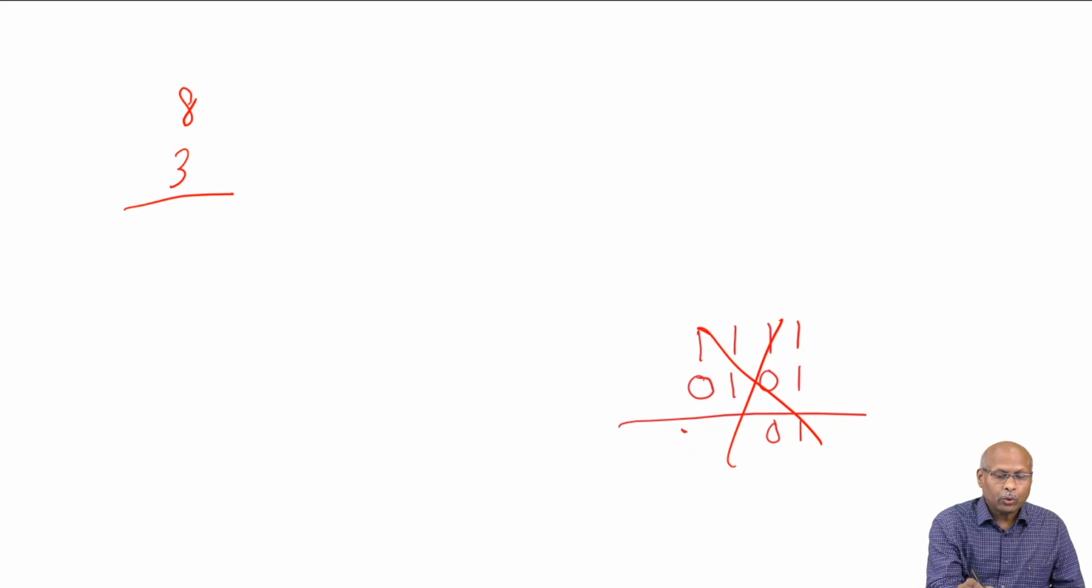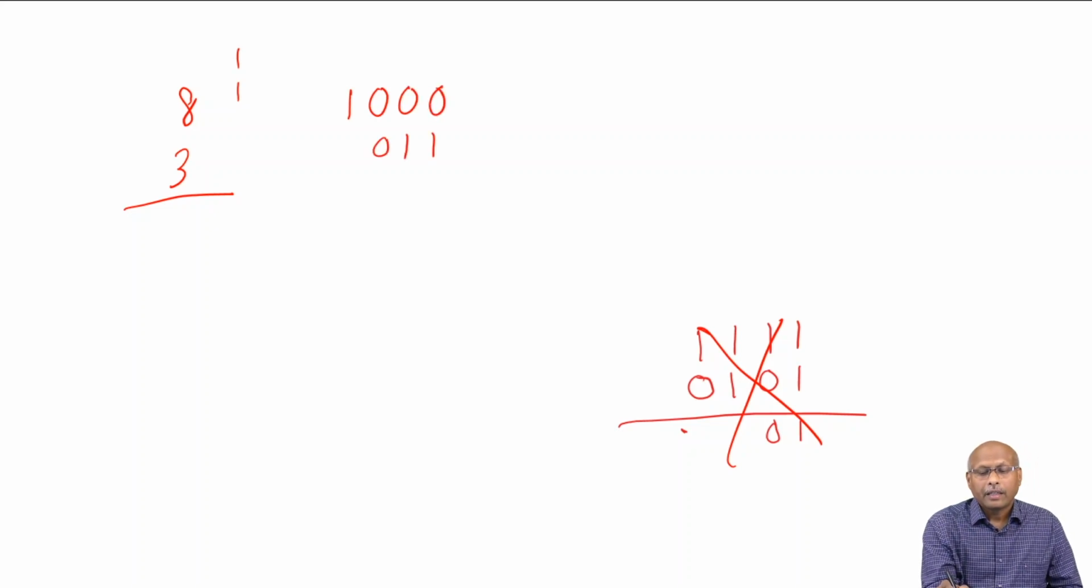Here I want to do the OR operation first. OR means if one of the bits is true, the answer is true. 8 means 1000. 3 means how much? 011. And as I want to make it balanced, I will put 0 at the front, because appending 0 makes no difference. When you say OR operation, 0 or 1, the answer is 1. 0 or 1, 1. 0 or 0, 0. 1 or 0, 1.